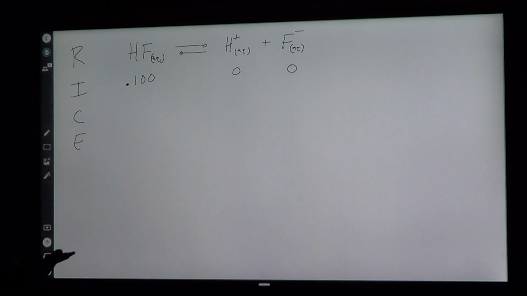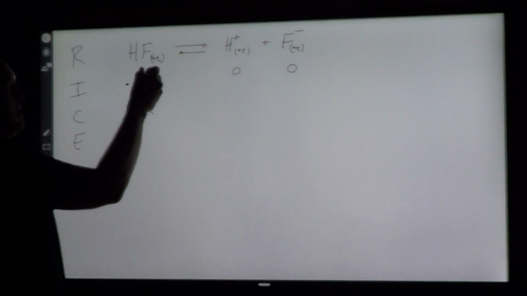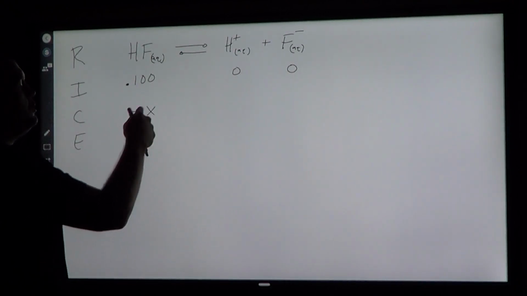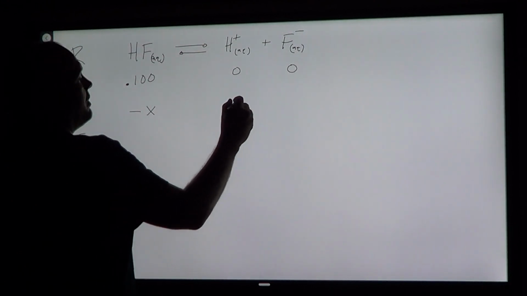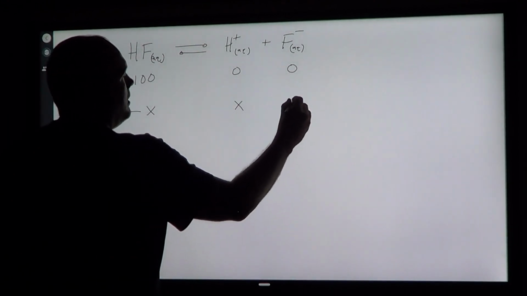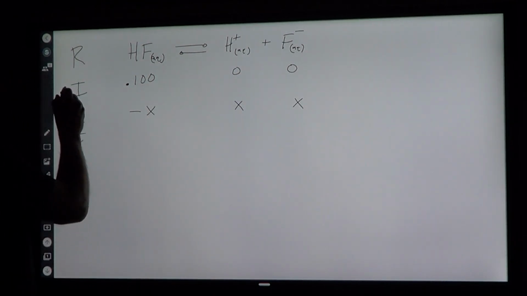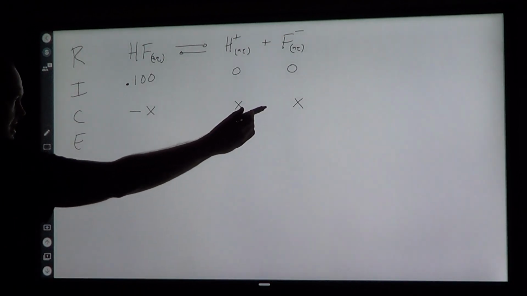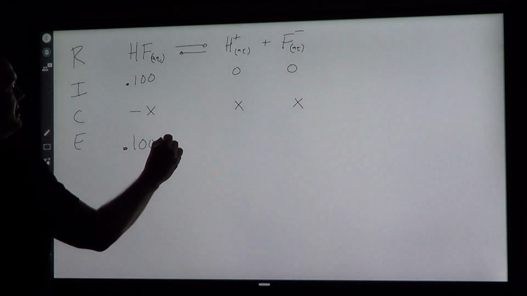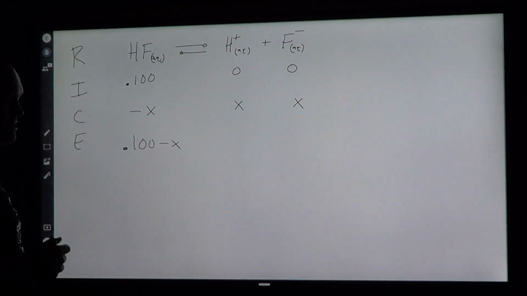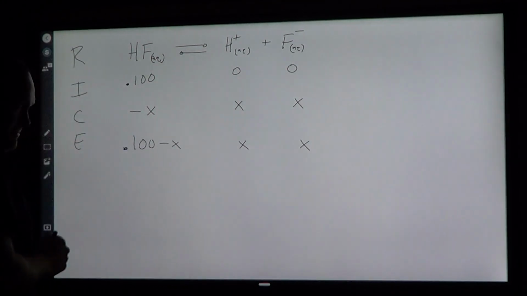But once we mix it, some of this 0.1 is actually going to split. So we're going to lose some of it. And for every one that splits, we're going to get one of those and one of those. And so you can think of it as, here's where we start, here's what's happening. So at equilibrium, we should have 0.1 minus X of the aqueous hydrofluoric still. And then we'll just have X and X of that.